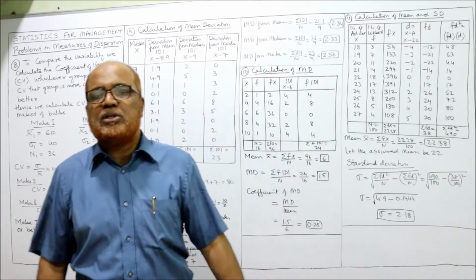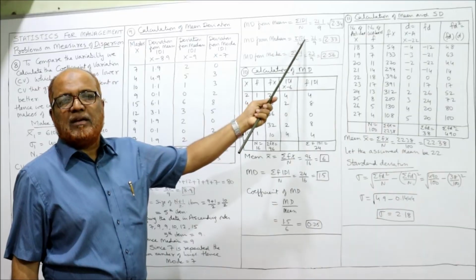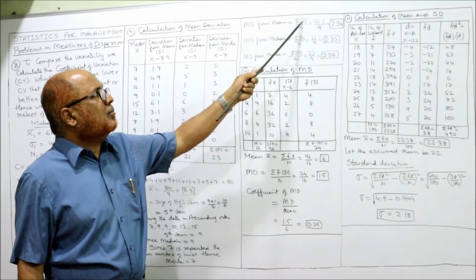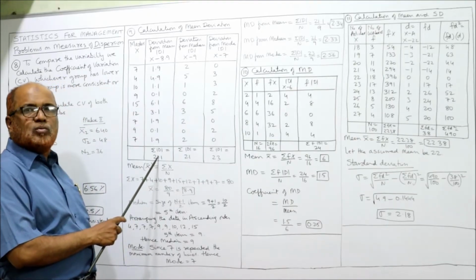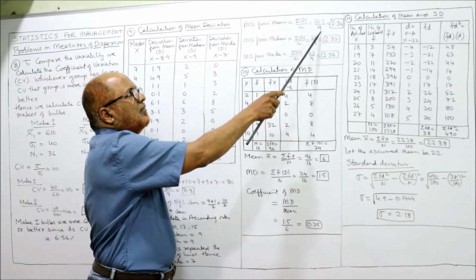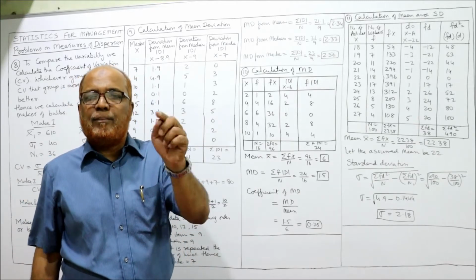Now we substitute in the formula. Mean deviation from mean is equal to summation mod D by n. What is the summation mod D? 21.1. So 21.1 divided by 9 is 2.34. This is the mean deviation from mean.